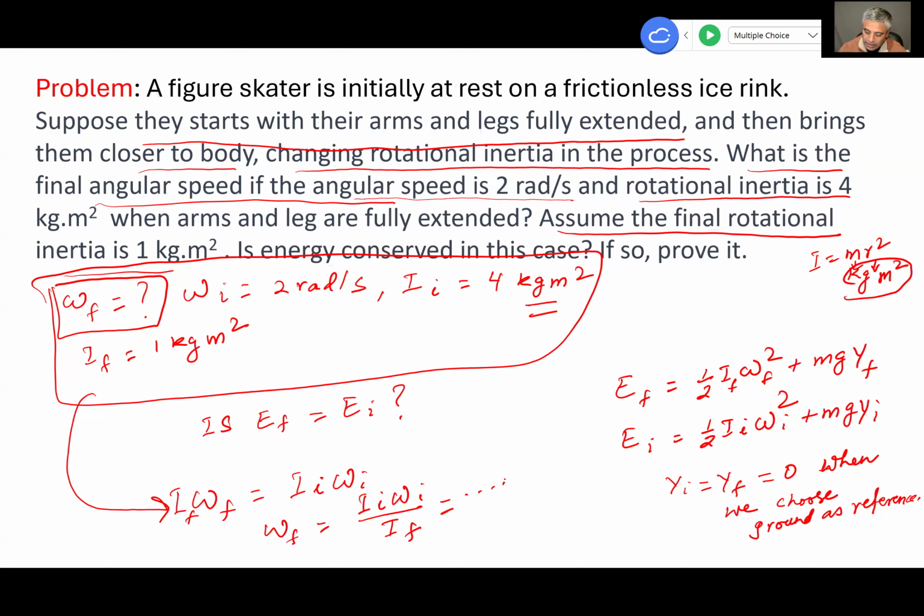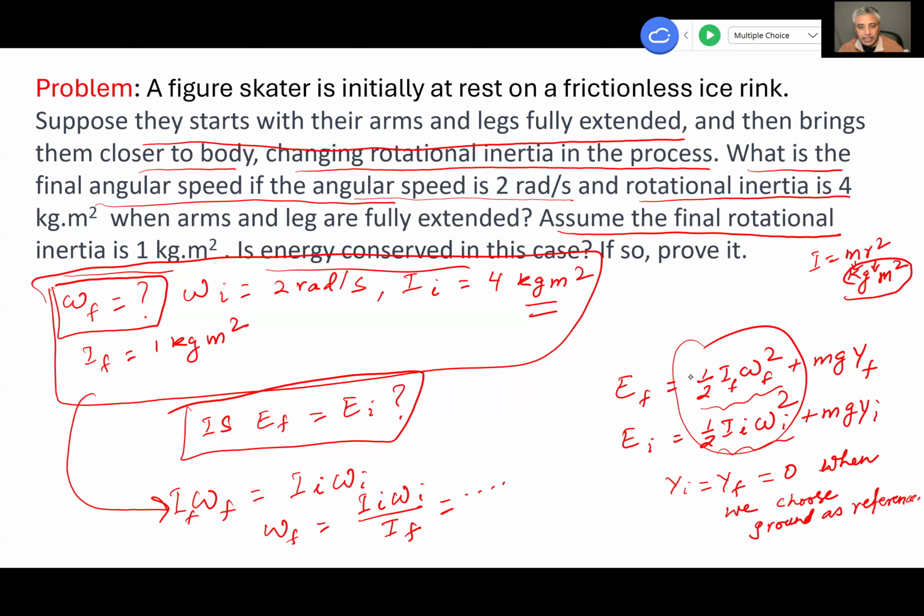On the second part of this question, it is asking to see if the energy is conserved. That means if it is conserved, then this should be equal, final and initial. So you need to actually calculate these values, and all these numbers are there. Calculate them and compare them, okay? You should be able to do it.